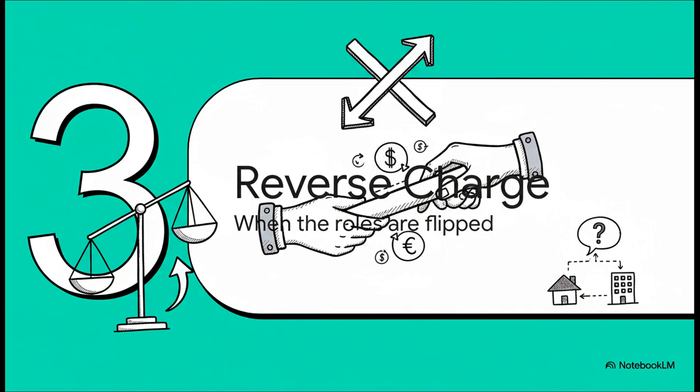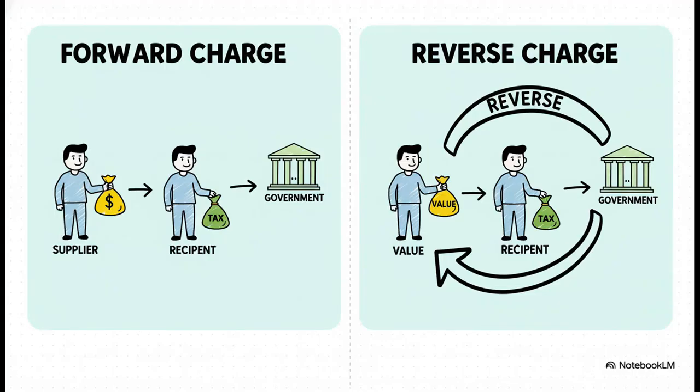Now, this is where it gets really interesting, because the system has this fascinating twist that completely flips the standard rule right on its head. Let's put these side by side. In a normal forward charge, we know the supplier is responsible for paying the tax to the government. But under reverse charge, that entire responsibility shifts to the recipient. The supplier doesn't collect any tax at all. Instead, the person or company receiving the service has to pay the GST directly to the government. The whole thing is, well, reversed.